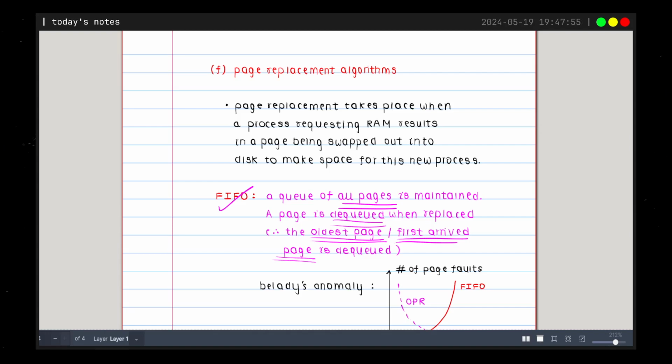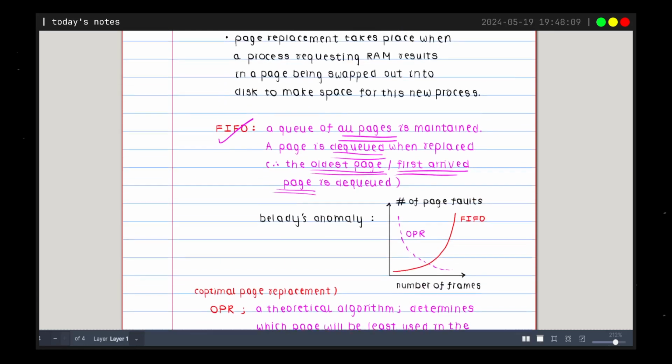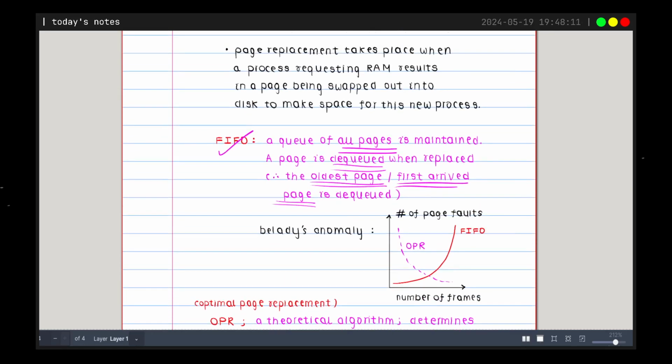This might or might not be the best choice because frames that are in the RAM for the longest time might still be under some kind of processing. But this is just one way that you can solve this problem. The thing with this first in first out page replacement algorithm is that it suffers from something called Belady's anomaly. Belady's anomaly is essentially when you have an increasing number of faults as the number of frames increase.